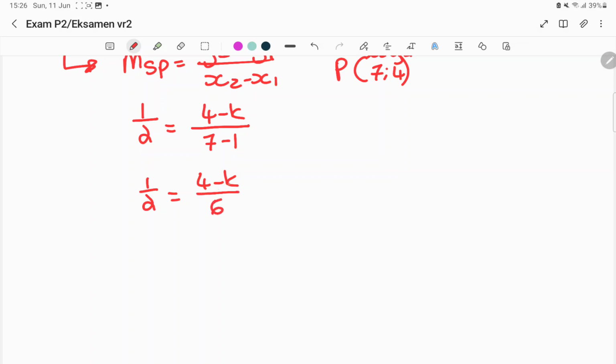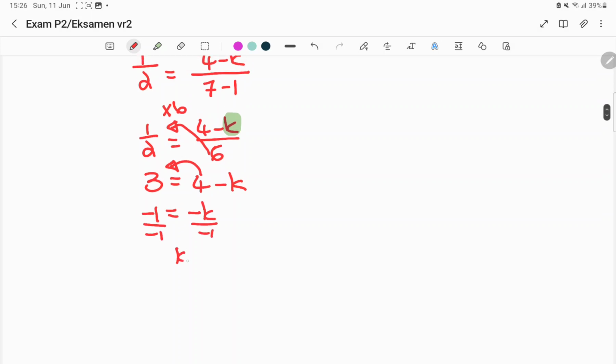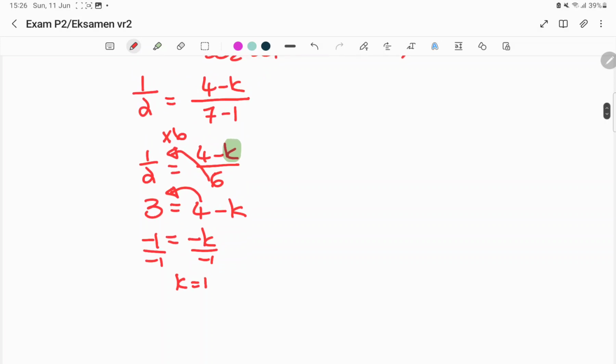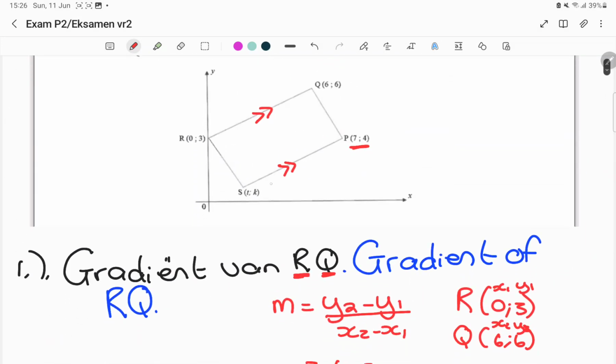Now if I want to get my k alone, I have to take everything else over. So I'm going to take over the 6, it becomes multiplied by 6, and a half times 6 will be 3. Then I have 4 minus k. Then I'm going to take over my 4, it becomes 3 minus 4, which is minus 1. And then I'm going to divide on both sides by negative 1. So k actually has a value of 1. Meaning that my S coordinate is the point (1, 1). Alright, and going back to my sketch, I can see that actually makes sense, if that is the point (1, 1).